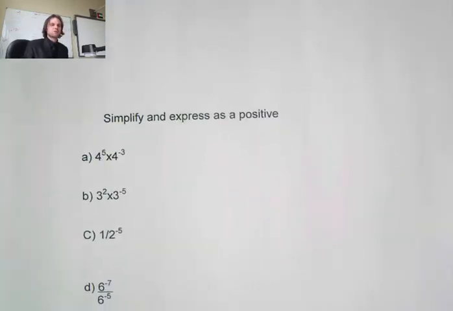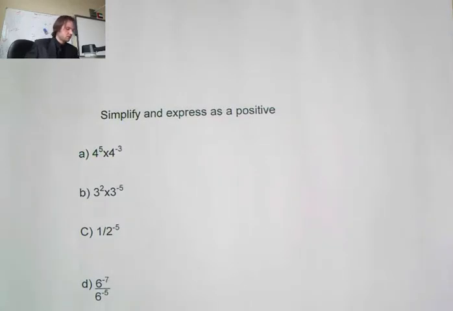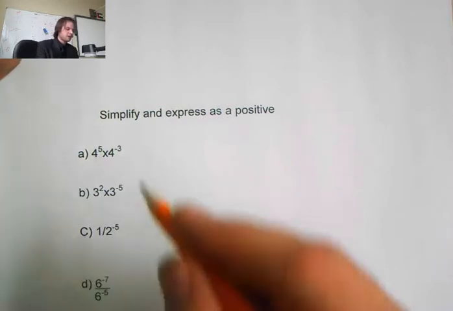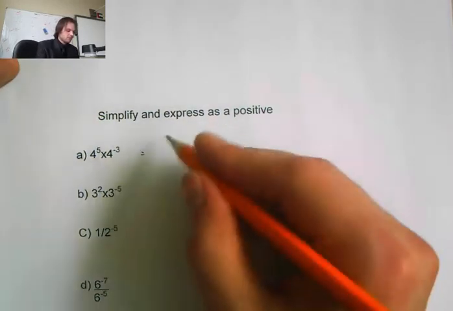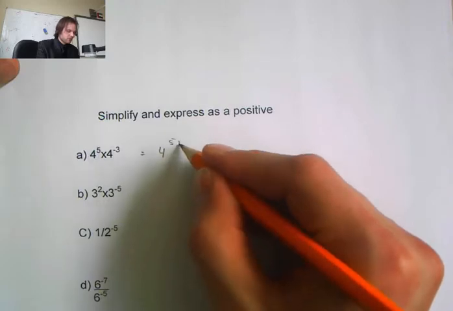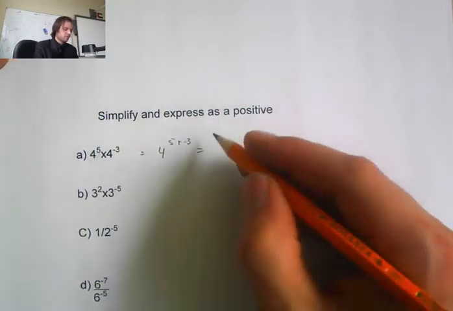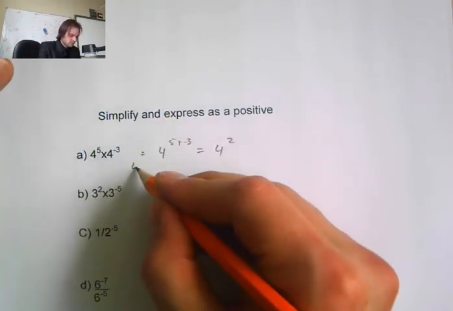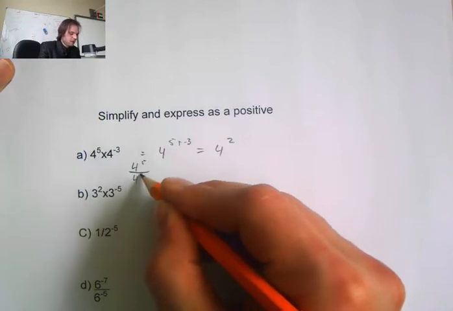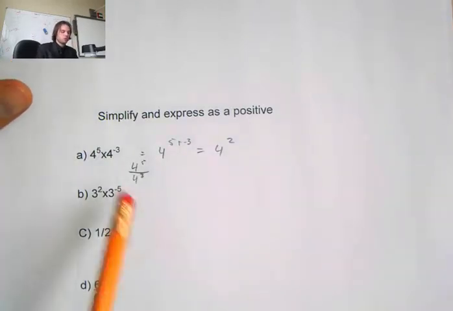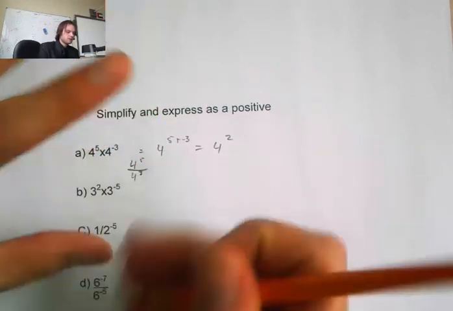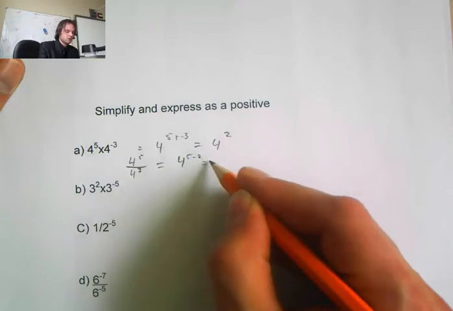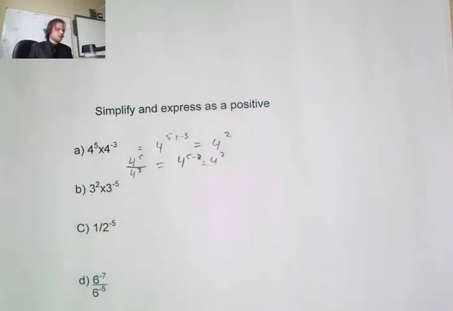So now let's simplify and express each as a positive exponent. Okay, so we want positives. So here I have 4 to the 5 all over 4 to the negative 3. Well, that's the same thing as 5 plus negative 3. I could look at it that way, which is the same as 4 squared. Or I could look at it this way: divided by 4 to the power of 3 is the same thing as multiplied by 1 over 4 to the 3. It's the same thing as 4 to the 5 minus 3, which is 4 squared. Okay? Let's take a look at the next one.